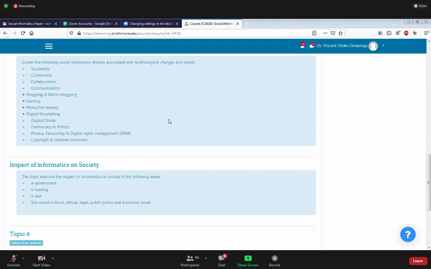The other thing that we'll also be talking about here is privacy, censorship, and digital rights management, DRM, which is quite powerful. So privacy in Kenya, I'll be giving you a grip on this.